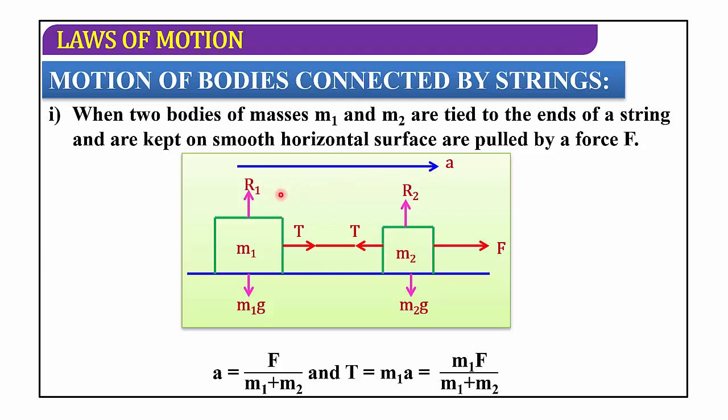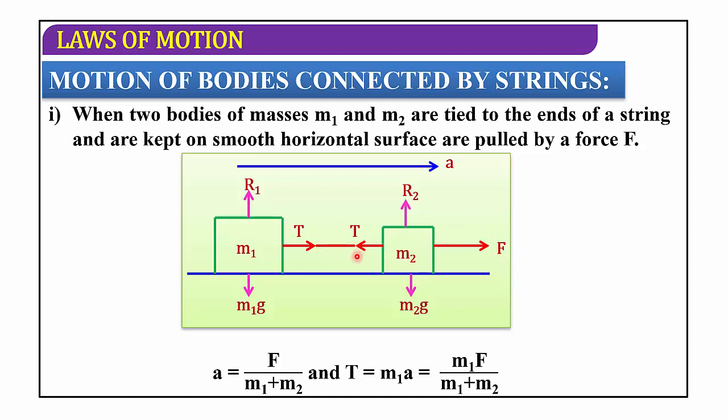R1, R2 are normal contact force, so this is always perpendicular to the given surface. This is normal force or contact force, or you can take it as normal reaction. This is weight of the block. These are vertical forces. These two bodies are connected by the string. Horizontal forces are applied force F and tension in the string.